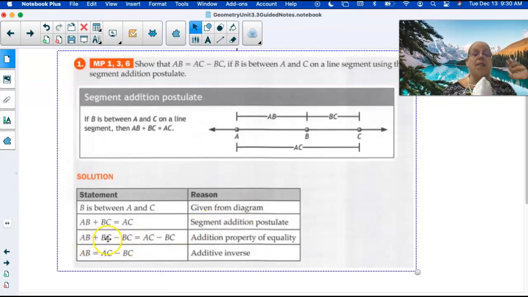So AB plus BC minus BC equals AC minus BC. And then when we simplify, BC minus BC goes to 0. I don't have to write plus 0. We have AB equals AC minus BC. And they call that the additive inverse. I call it subtraction, simplification, substitution. This last step could kind of be anything. Okay, let's go to the next one.